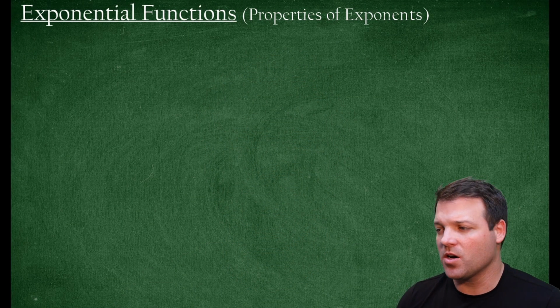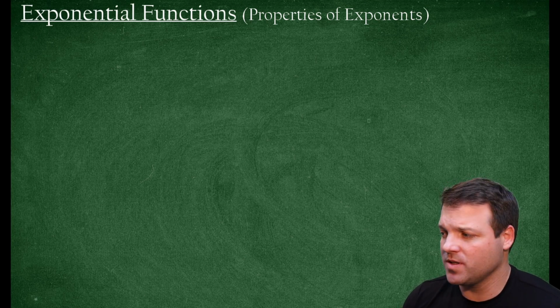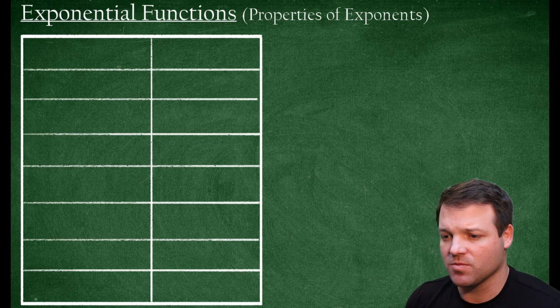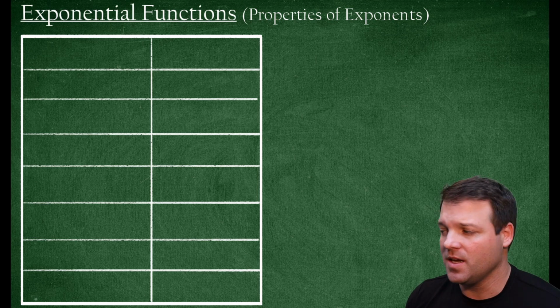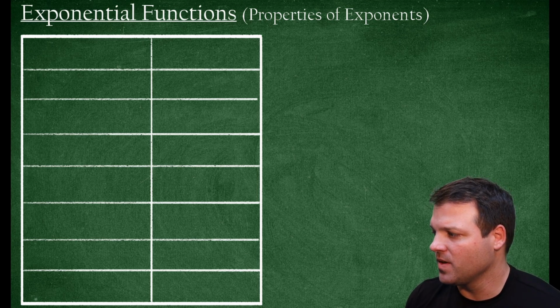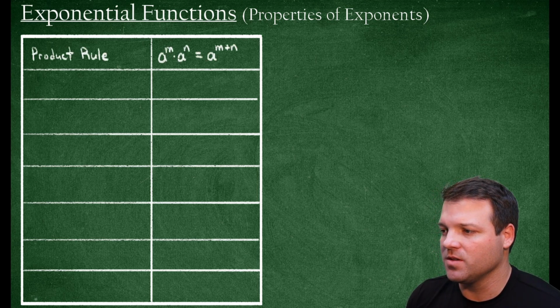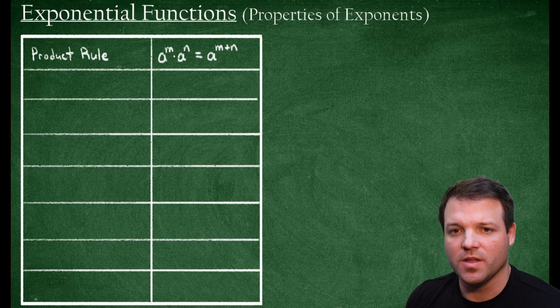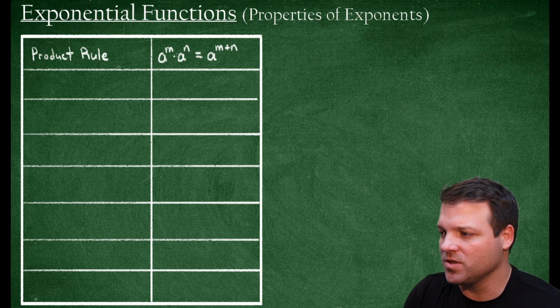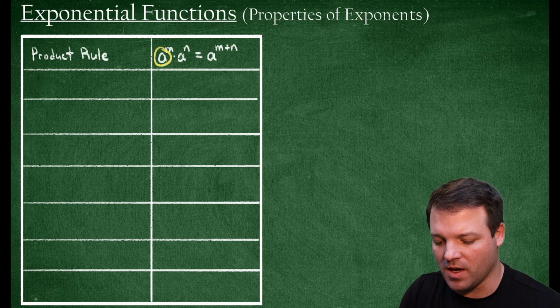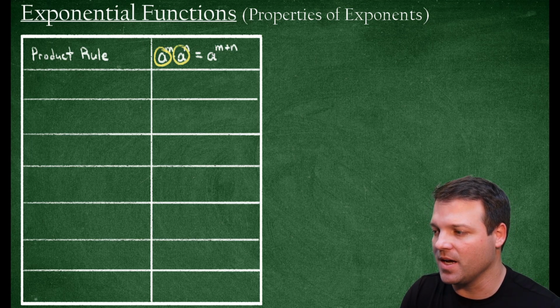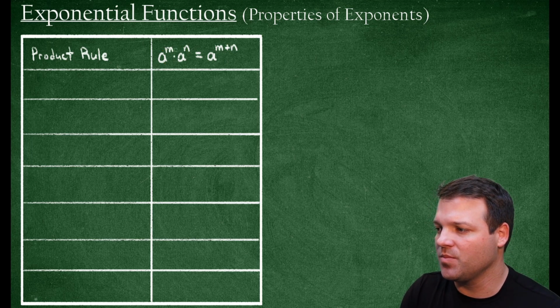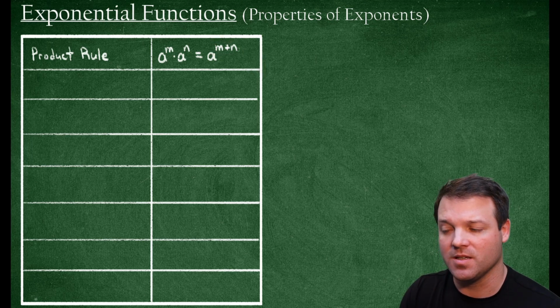Okay, so there are quite a few properties of exponents. In order to organize this, we're going to create a grid and start laying these out. The first one that we're going to cover is called the product rule, and the reason why it's the product rule is because I have one thing multiplied by another, and both of these have exponents. So if I have a to the m power times a to the n power, then this is equivalent to a to the m plus n.